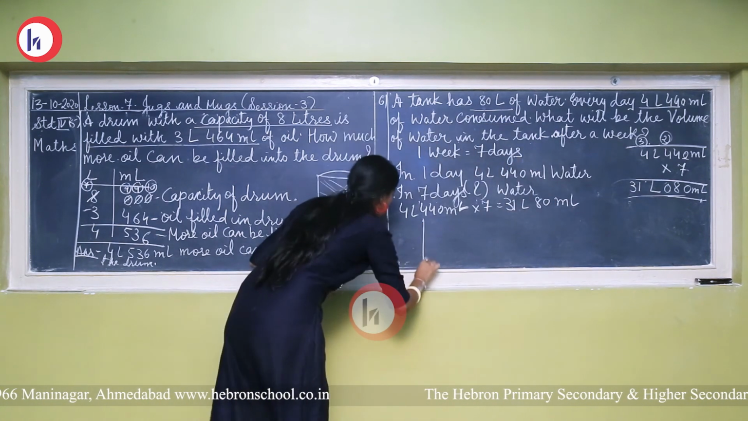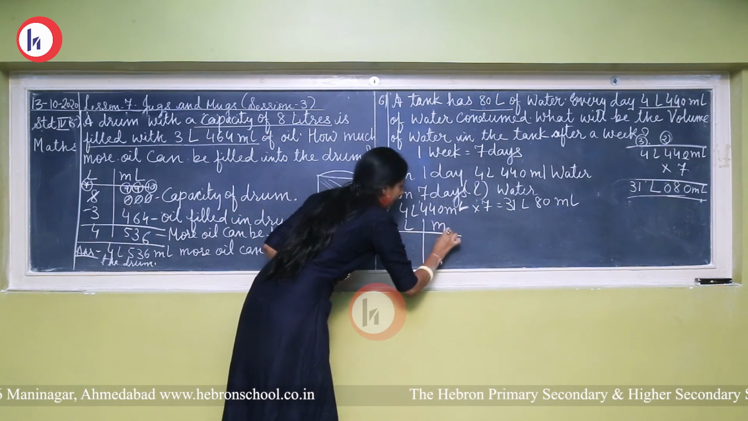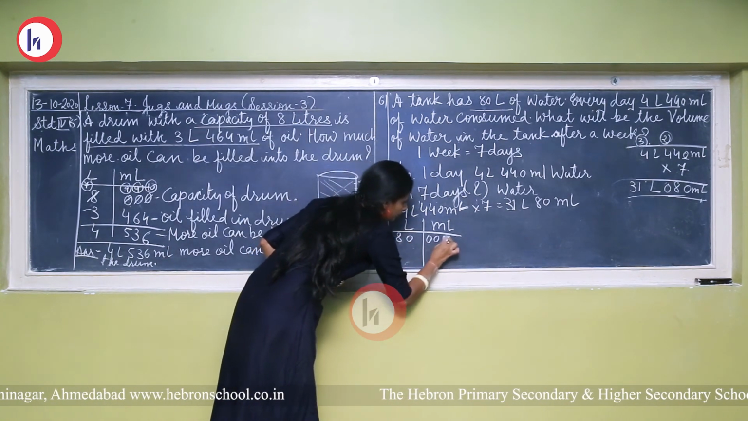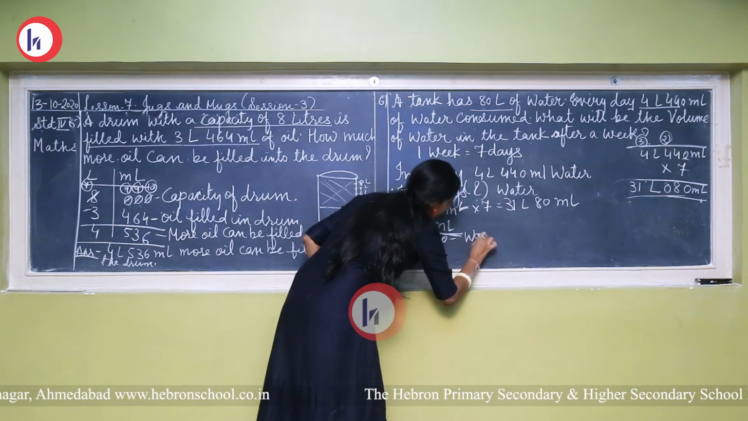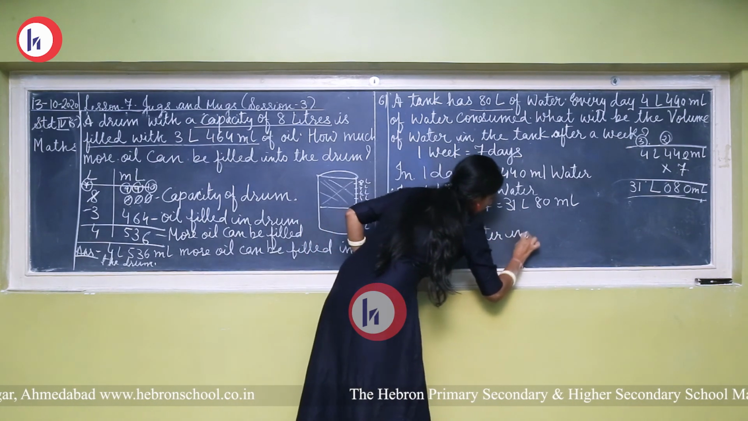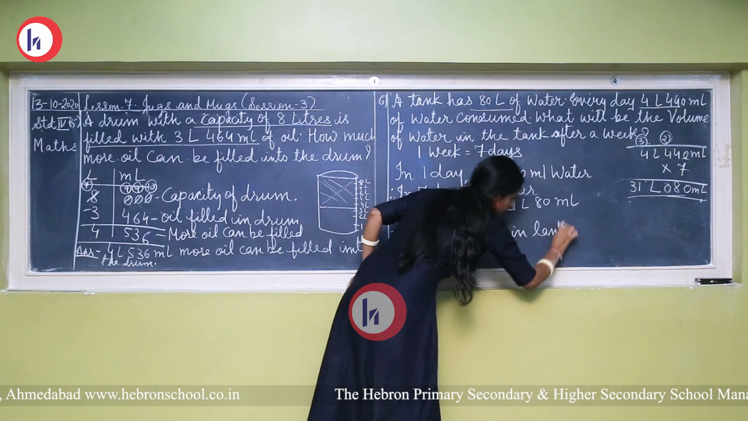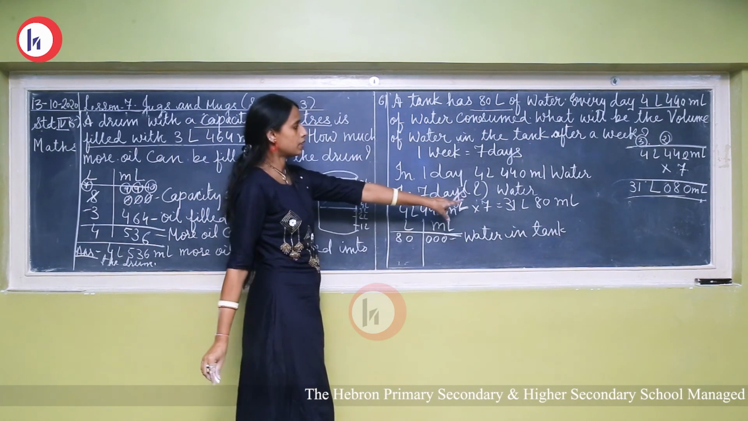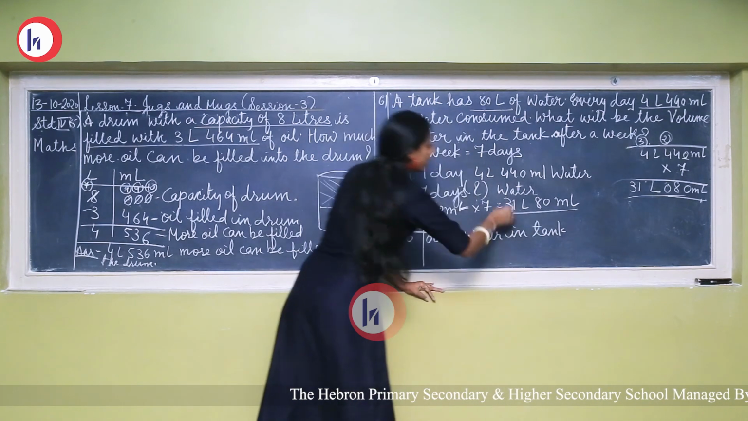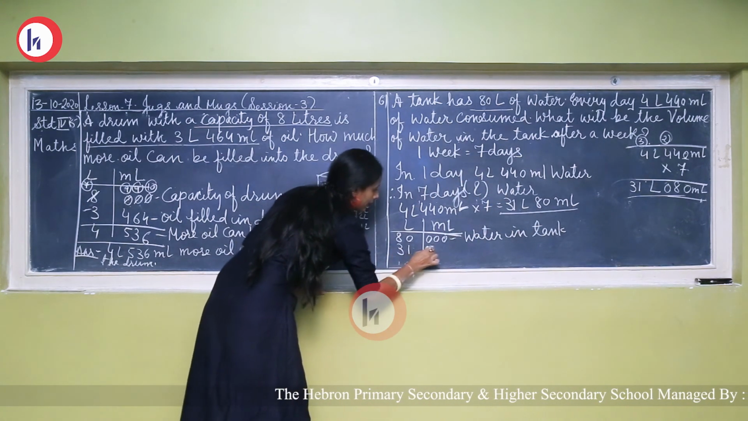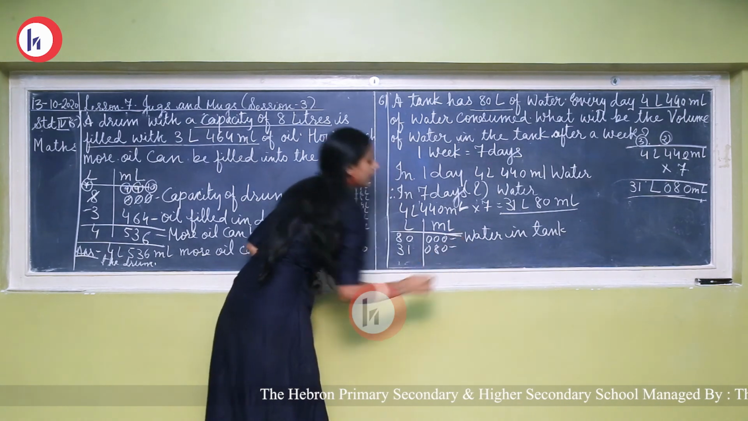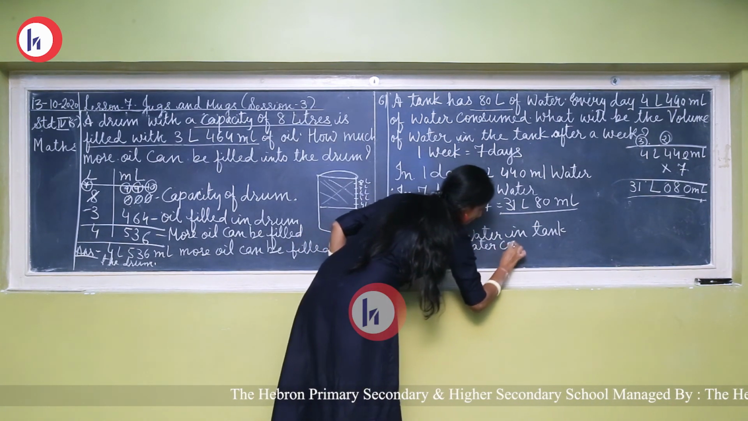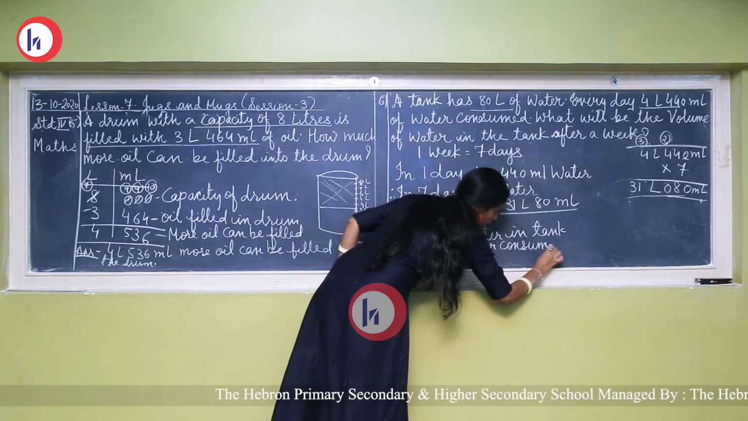Now, we'll write first the volume of the tank. It is 80. Then, water in tank means volume of tank. Now, how much water is consumed in 7 days? 31 liter 80 milliliter water consumed.